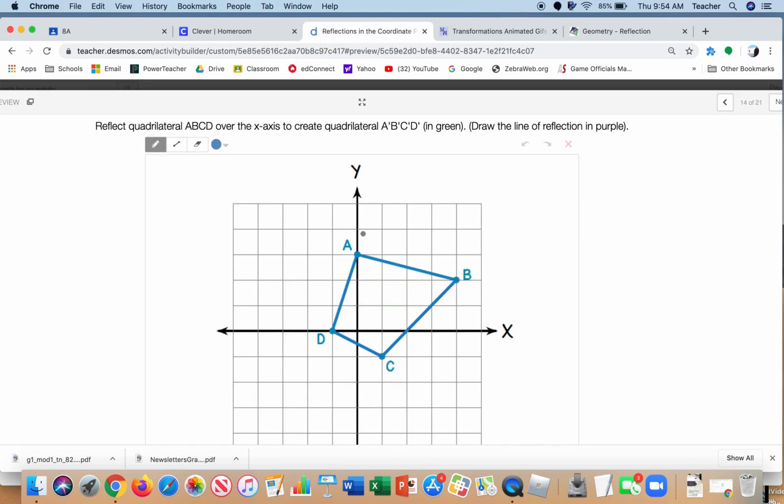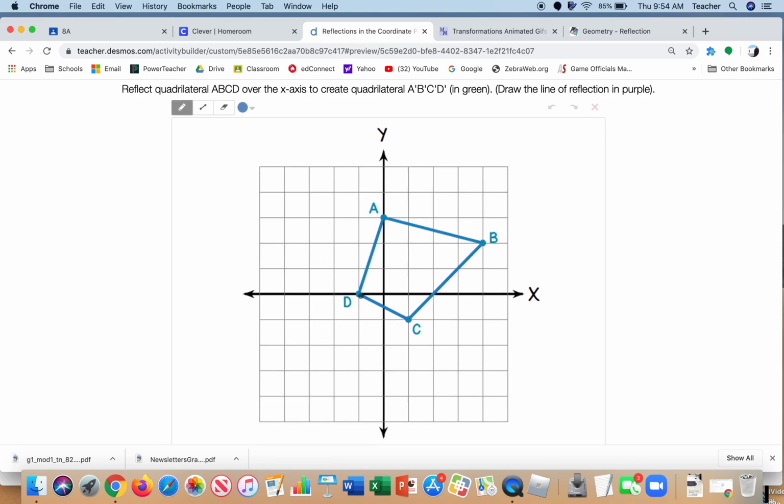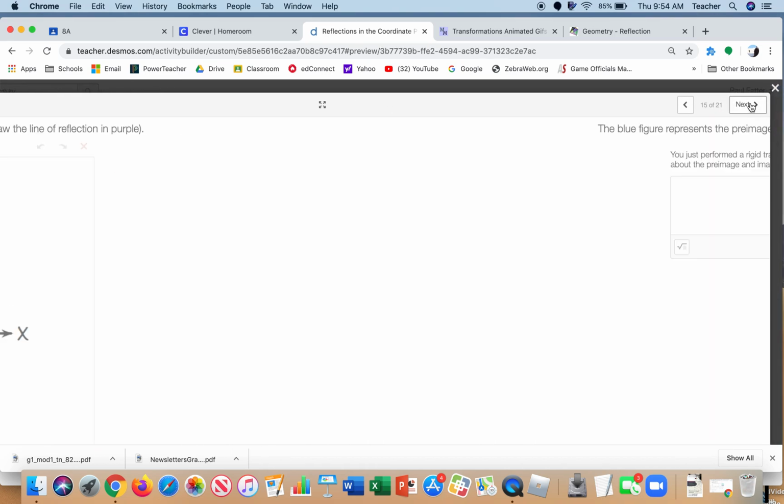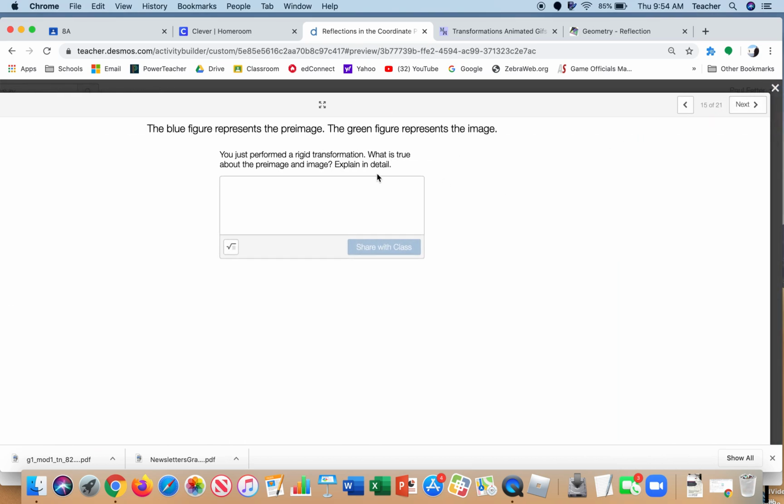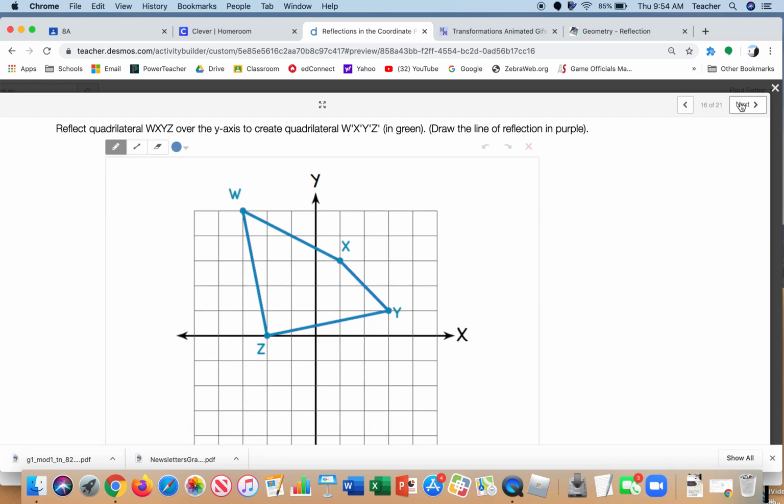Okay, so that means that, of course, D is going to stay the same. A will be down here. C will be up here, and B will be down here. So it's going to flip on top of itself over the x-axis. You just performed a rigid transformation. What is true? Again, they are the same size and the same shape. You don't need to explain.